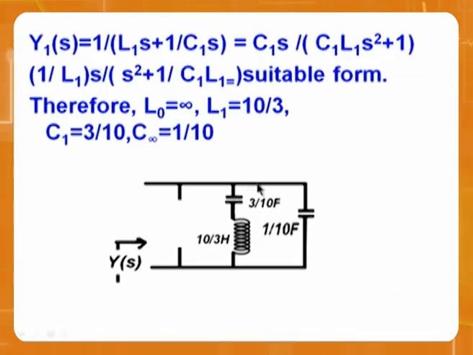From the admittance function what will come? Parallel combination will come. When you deal with the parallel combination, we are calling it Foster form 2. Series combination is Foster form 1. Parallel combination is Foster form 2. And once again you cross check the answer, you will get the same answer.